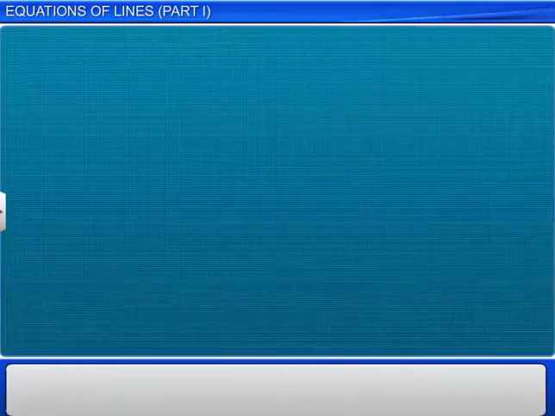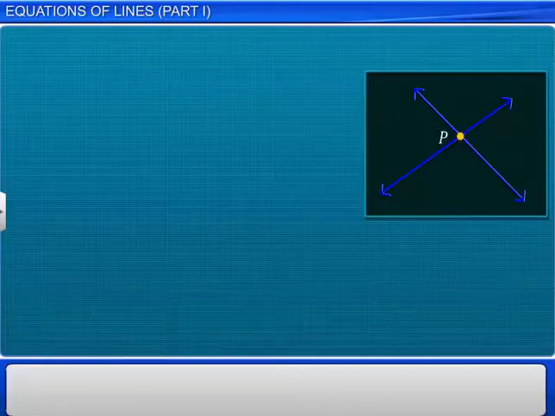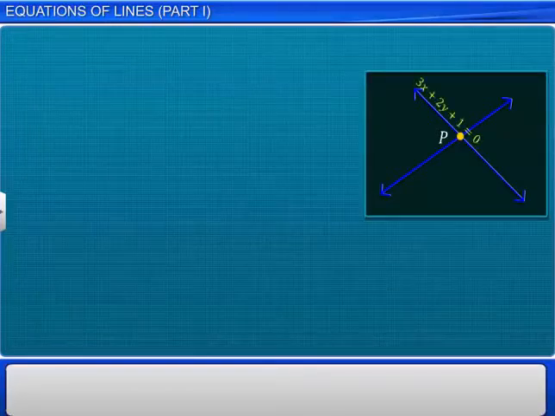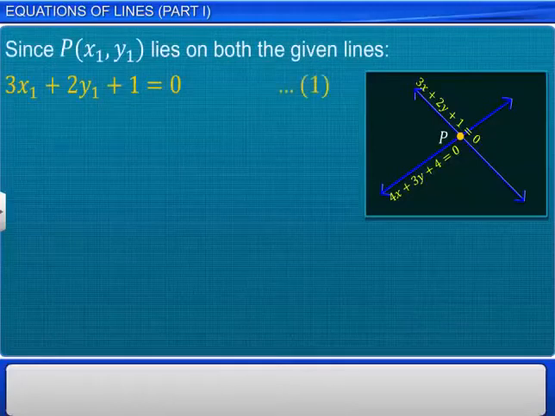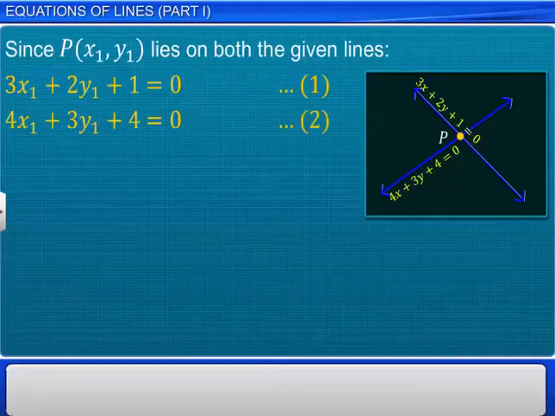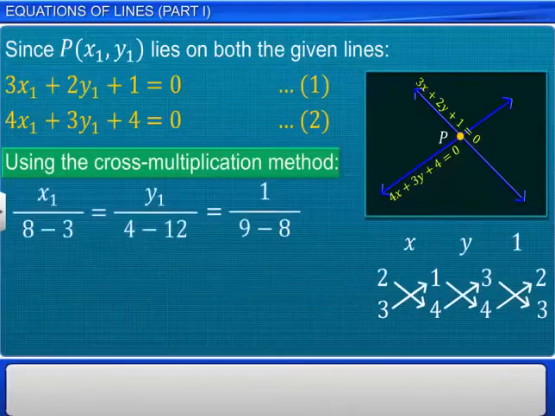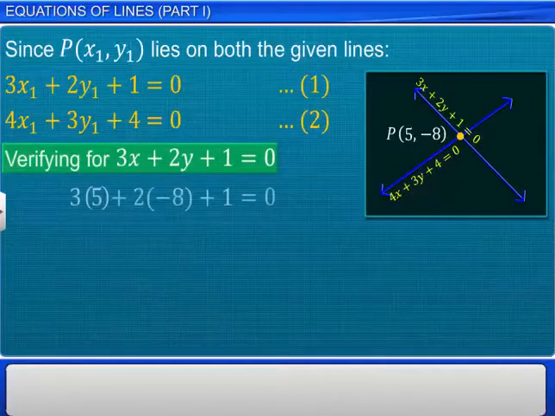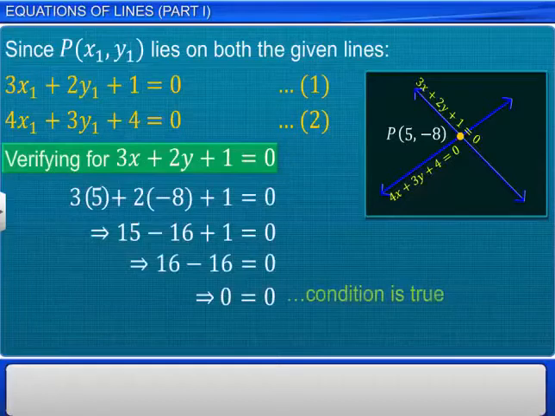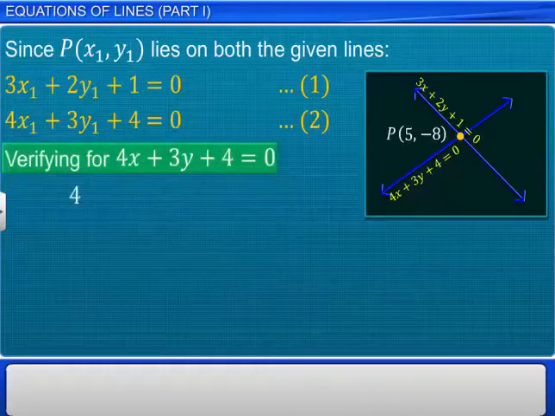Now consider point P lying at the intersection of the two lines. Each of these two lines is represented by an equation. As the point of intersection, P lies on both the lines. Its coordinates must satisfy the equations of both the given lines. By solving these two equations, we get the point of intersection. Let us verify whether the coordinates of P, 5 and -8, satisfy the equations of both the lines. Substituting the coordinates of P in equations 1 and 2, we observe that the equations are satisfied.